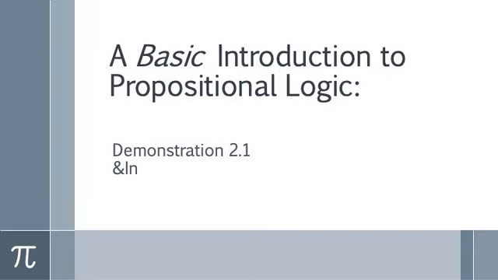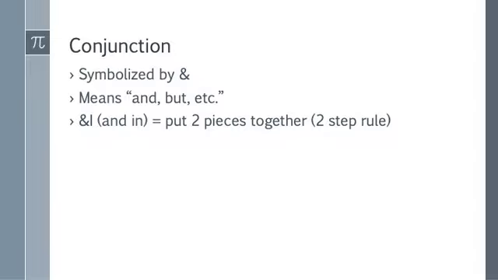A basic introduction to propositional logic. Demonstration 2.1, and in. A conjunction is symbolized by the ampersand sign. It means and, but, etc. And in basically puts two pieces together. It is a two-step rule.